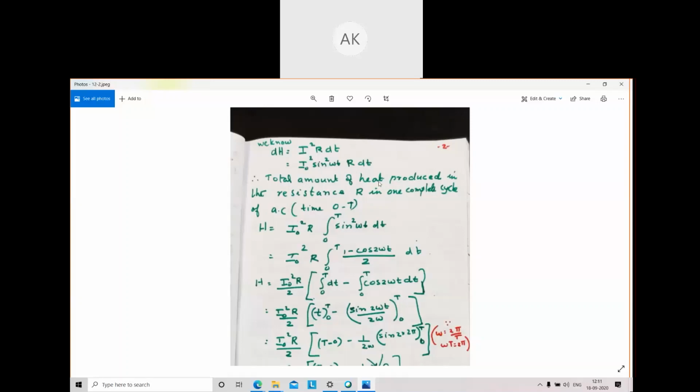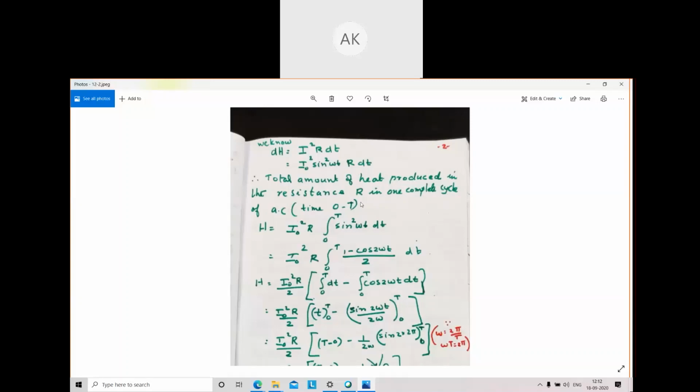Therefore, consider the total amount of heat produced in the resistor in one complete cycle of AC. One cycle means the time period, from 0 to T. So, one cycle of AC. We have seen the AC diagram. One cycle means 0, then with a 90-degree rotation it becomes the EMF maximum, then 0, again negative maximum, then 0. That is one cycle of AC.